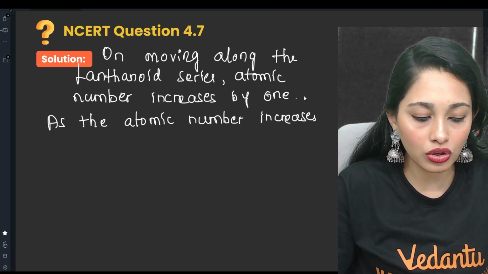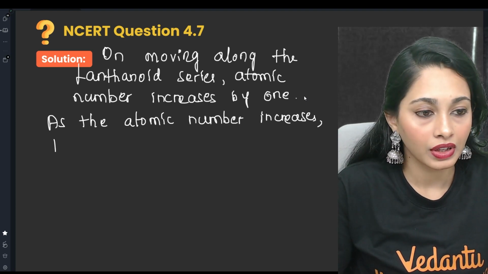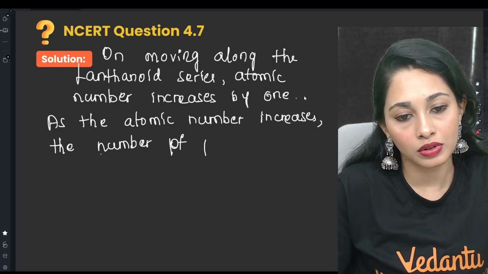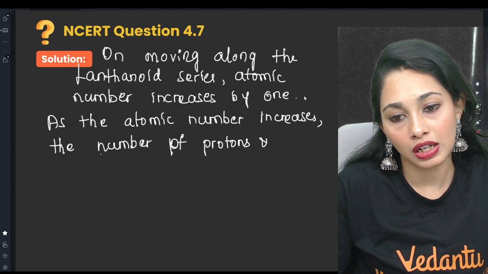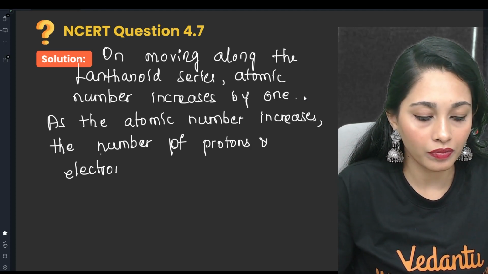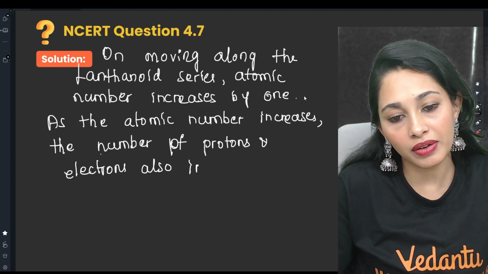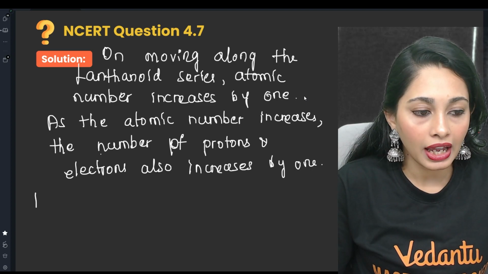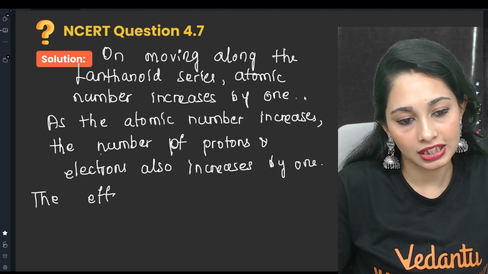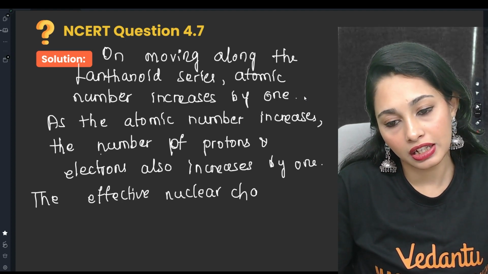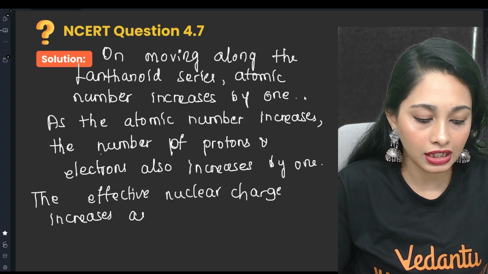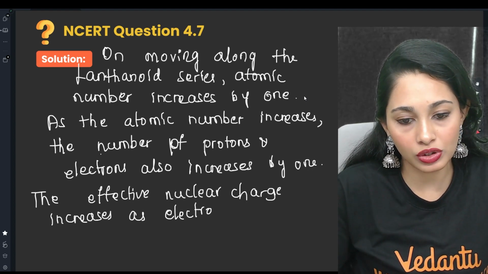So as the atomic number increases, the number of protons and electrons also increases by 1. And the effective nuclear charge increases as electrons are being added to the same shell.